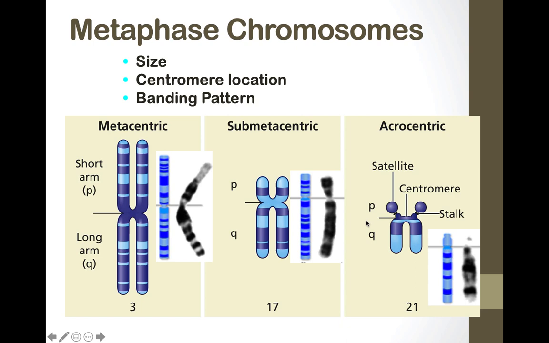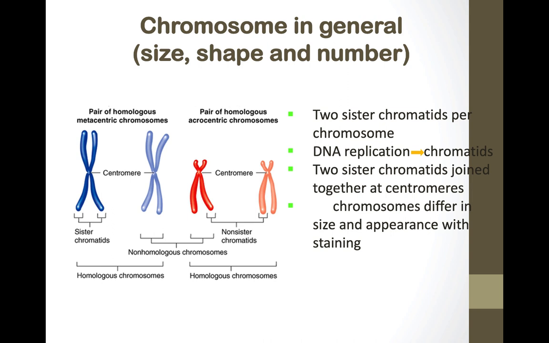That's an acrocentric, this is submetacentric, and this is a metacentric. Now, chromosomes in general: size, shape, and number. So, a pair of homologous metacentric chromosomes. So this is where their chromosomes.